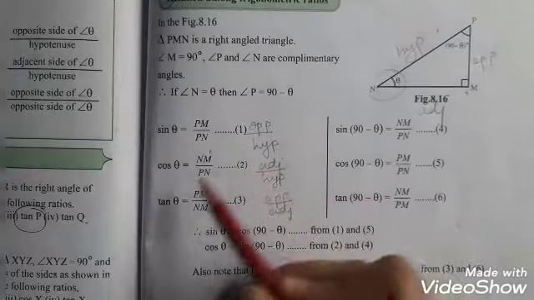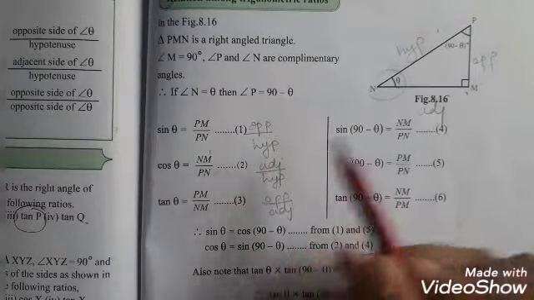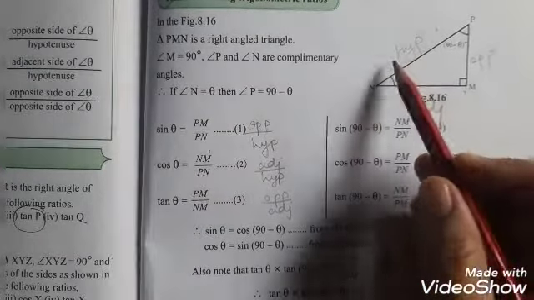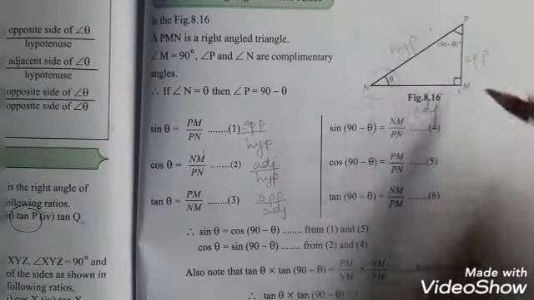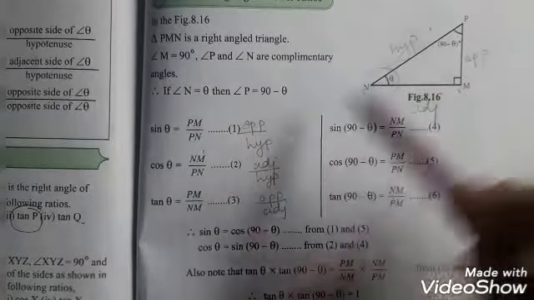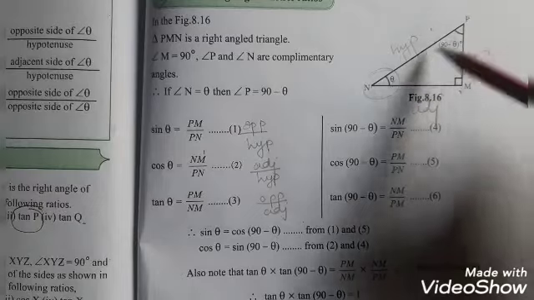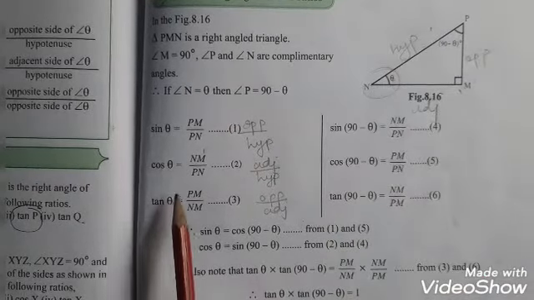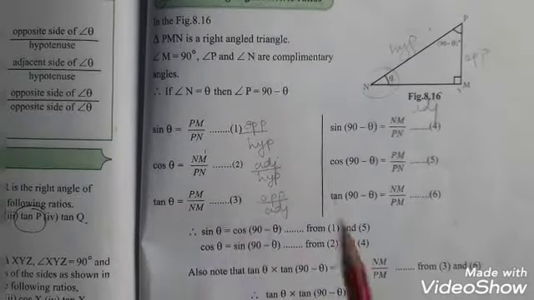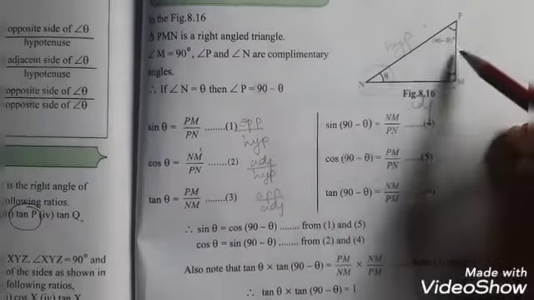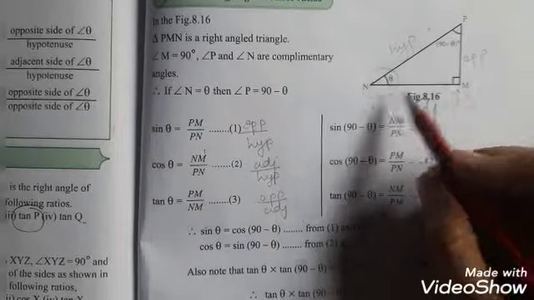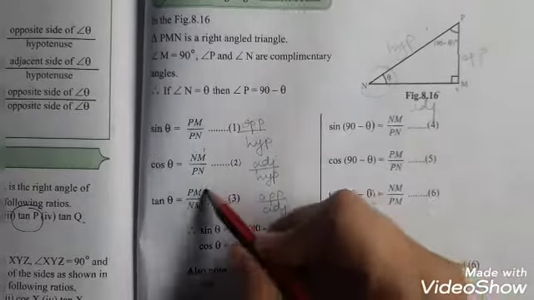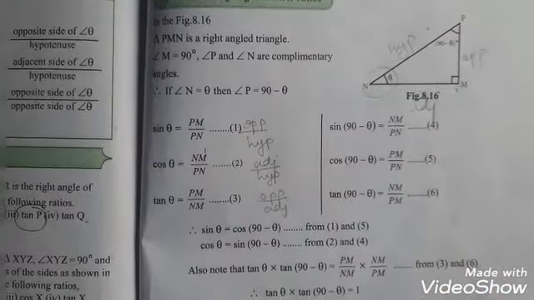Okay. Then next cos theta is adjacent upon hypotenuse. So your adjacent side is what? MN and your hypotenuse is PN. And the last one is tan theta. Tan theta is opposite upon adjacent. So opposite is PM and adjacent side is MN. So that is PM upon MN.